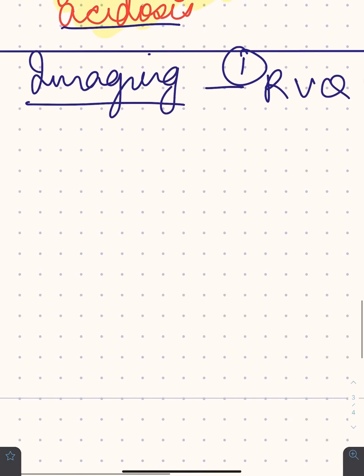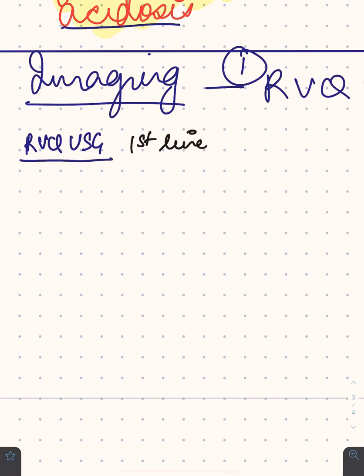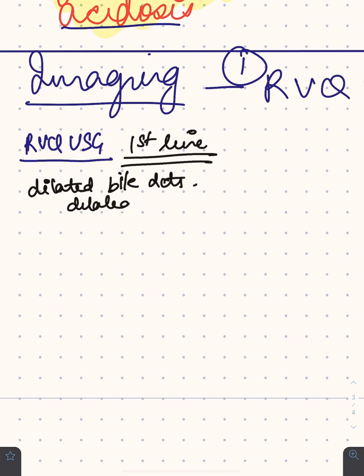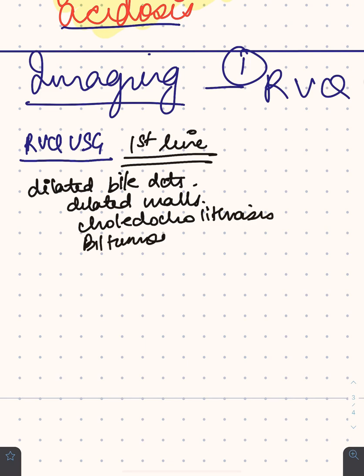First is USG. What do you do in this and what do you find out? This is more like the first line imaging. It's not the confirmatory imaging. You try to evaluate for biliary obstruction that may have led to precipitation of the cholangitis. In right upper quadrant ultrasonography, you will see dilated bile ducts, dilated walls, or cholangitis, biliary tumor, stricture. All this can be seen in the USG.